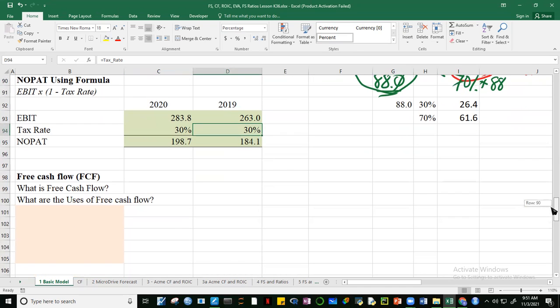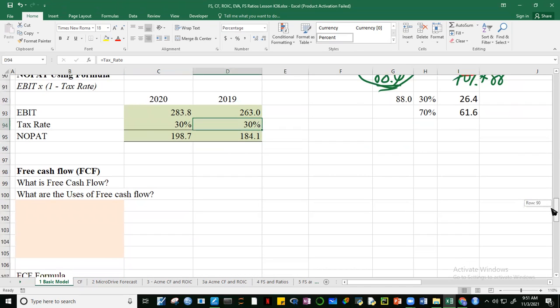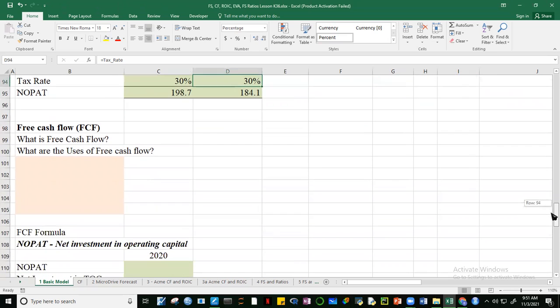All right. So let's now go to free cash flow, guys. Free cash flow. What's free cash flow?